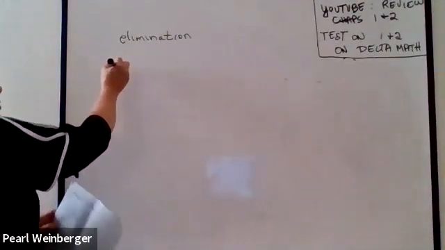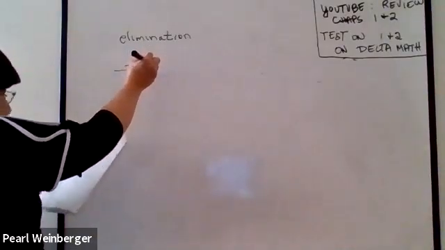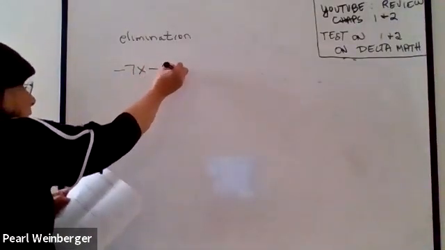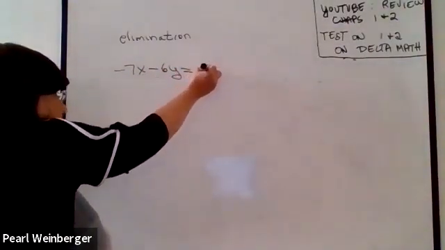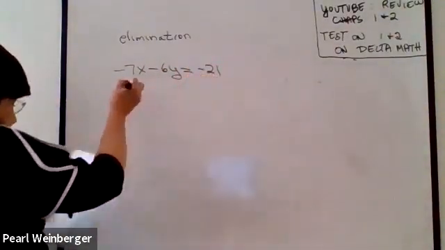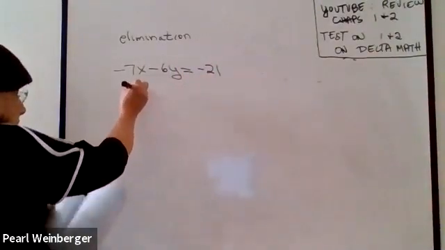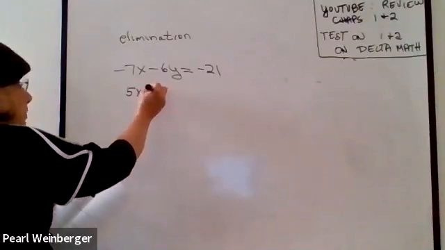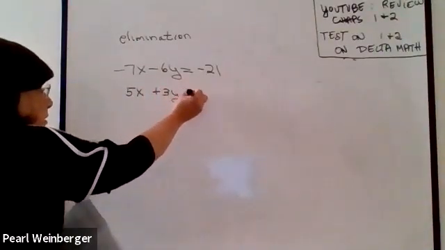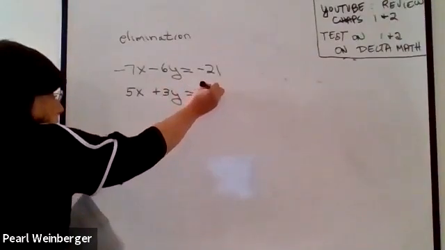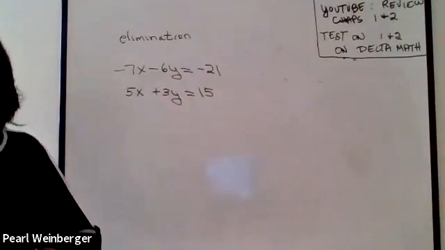Our first equation is going to be negative 7x minus 6y equals negative 21. And our second equation is 5x plus 3y equals 15. Okay, I'm going to give you some time to try this on your own.